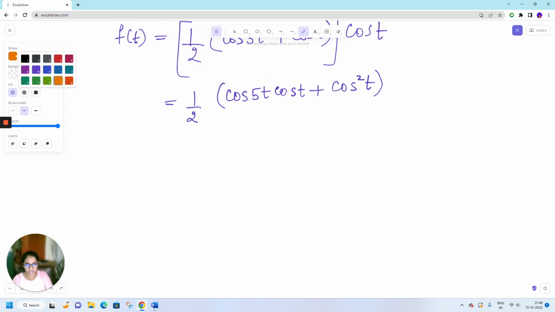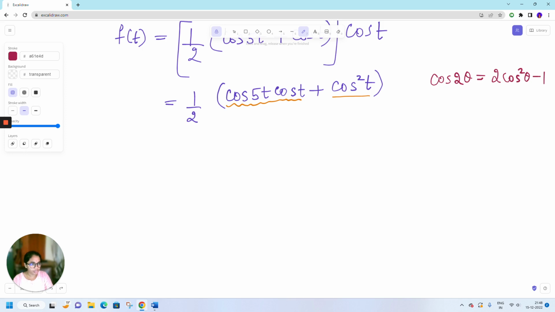Now again, as you can observe, I have the cos A cos B formula here. What do you do over here? Can you recall what we can do over there? What is the formula for cos 2 theta? One of the formulas of cos 2 theta I wrote as 2 cos square theta minus 1. What will we get if we simplify for cos square theta? I would get cos square theta is equal to cos 2 theta plus 1 divided by 2.